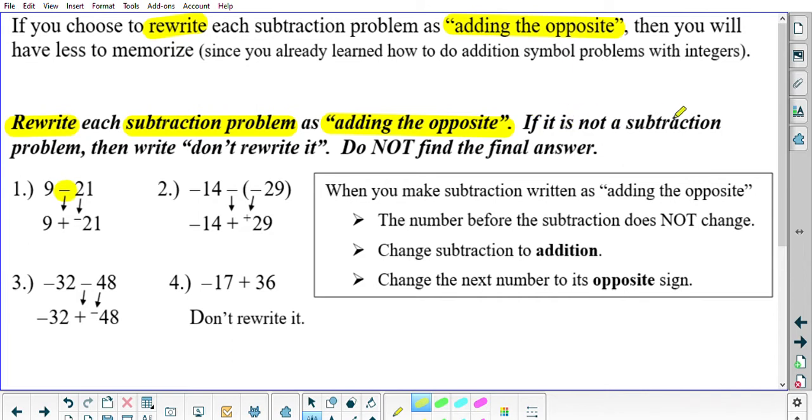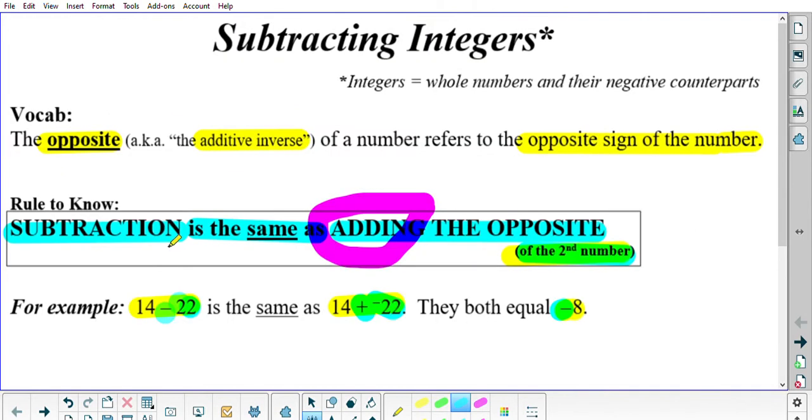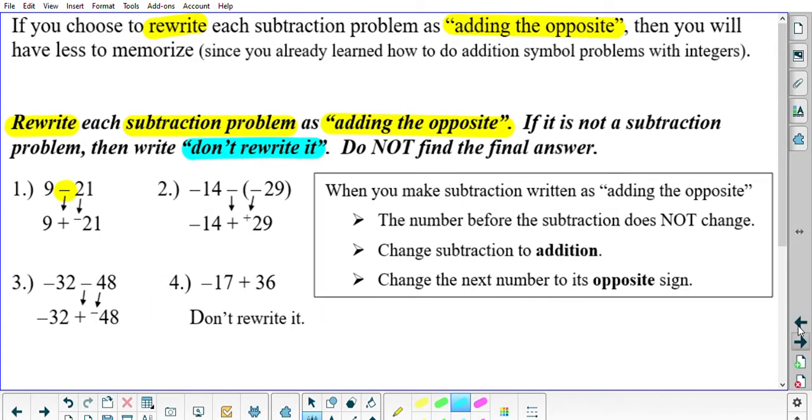However, keep reading. If it's not a subtraction problem, then we're going to do something very unique for only the first page. We're going to say, okay, well, we're not going to rewrite it, so don't rewrite it. The only problems that we're going to make adding the opposite are the subtraction symbol problems, because that's the rule of the day. Subtraction problems are the same as adding the opposite. Not addition problems, not multiplication problems, not division problems. Only subtraction problems are the same thing as adding the opposite. So that's the name of the game. We are not going to find the final answer. Don't do it. We're just going to rewrite each subtraction problem as adding the opposite.